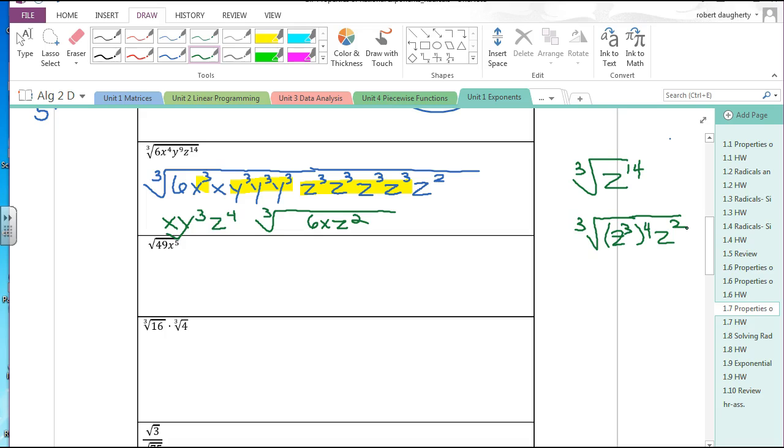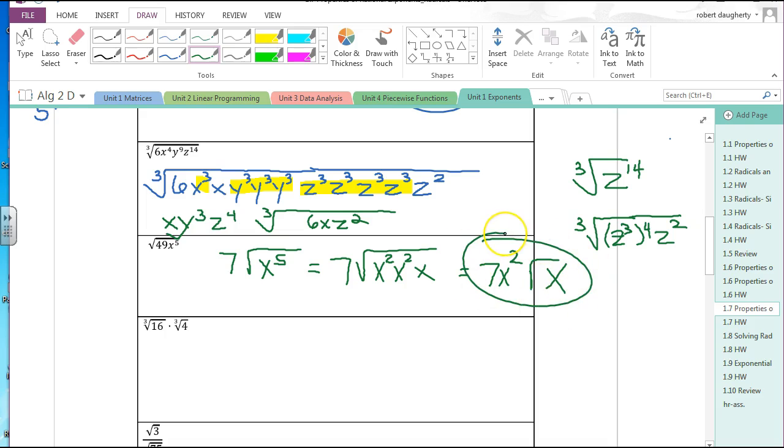Square root of 49x to the 5th. What do I know the square root of automatically off the bat? 49 is 7. So this is 7 times the square root of x to the 5th. How will I rewrite x to the 5th? Yeah, I'm going to write this as x squared, x squared, x. That's 5 of them. So what's the square root of x squared? x. How many of those are there? Yeah, so this is 7x squared times the square root of x. Okay.